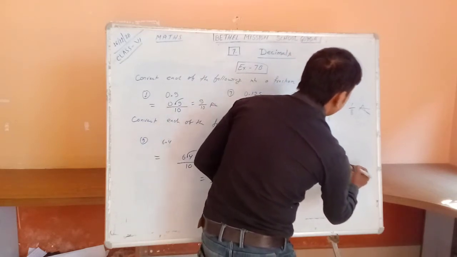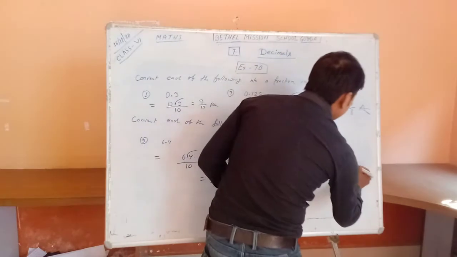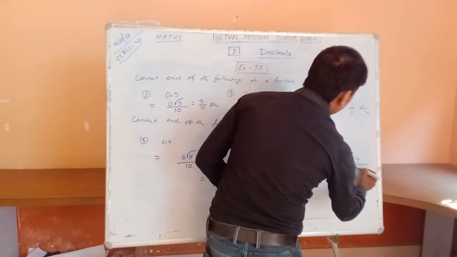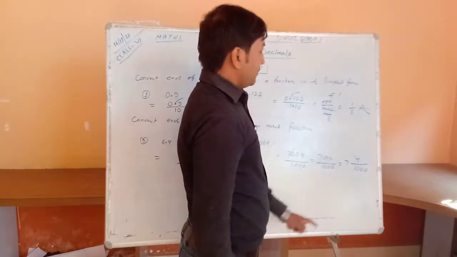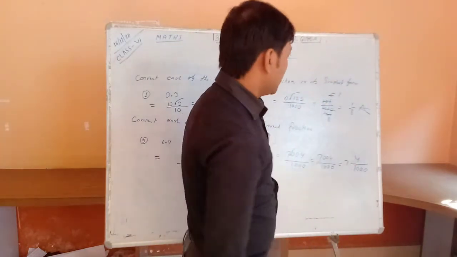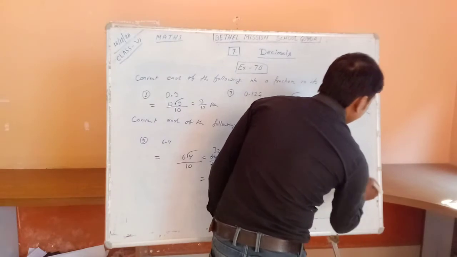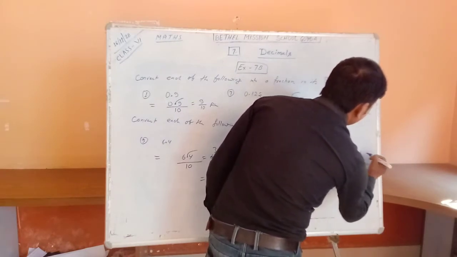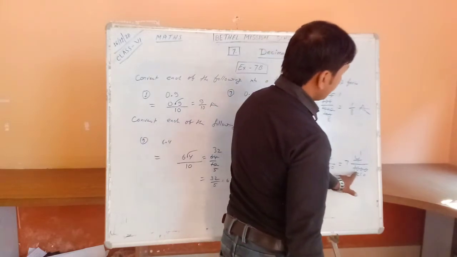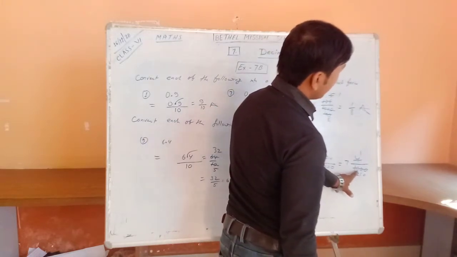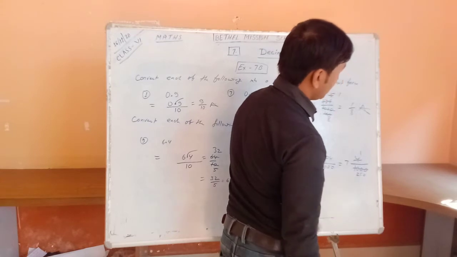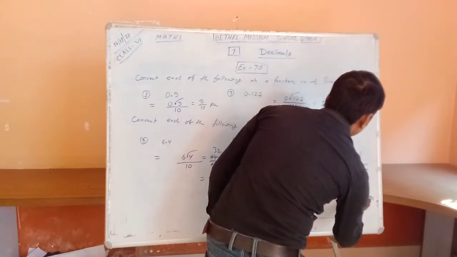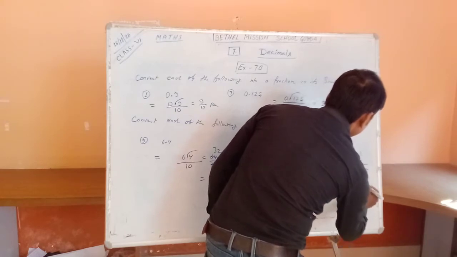So 7 times 1000 is 7000, and here draw a line and the remainder will be 4, and it is 1000. And you know both can be cut. So we can cut by 4: 4 1s are 4, and 4 250s are 1000. So this became 7 and 1 upon 250. This is the answer.